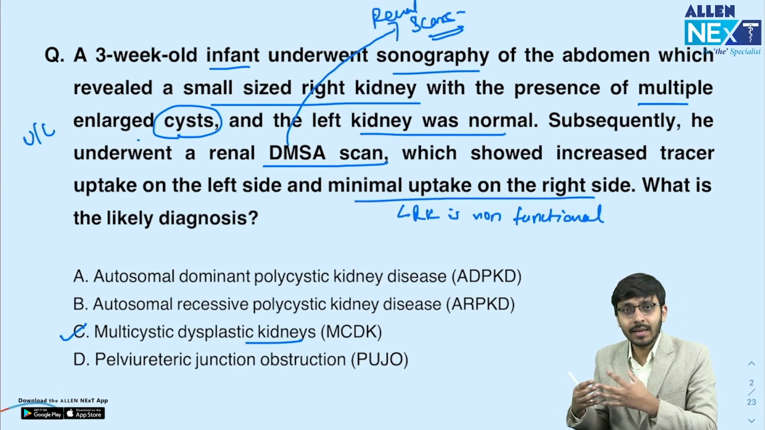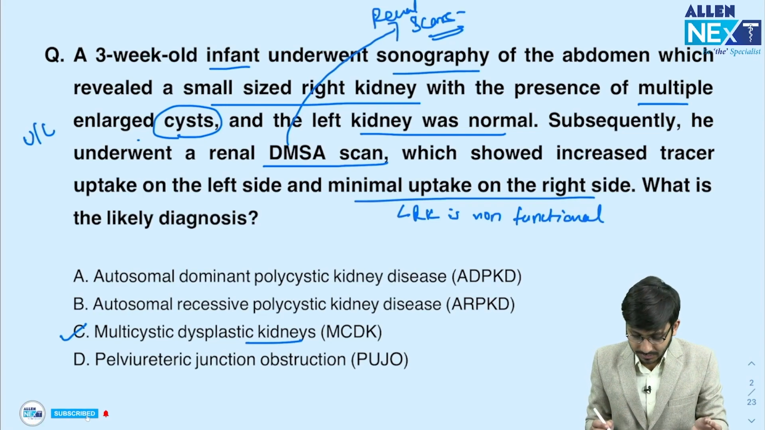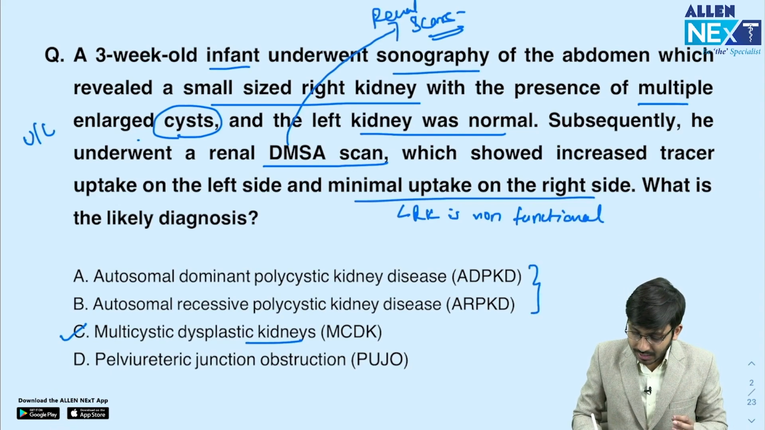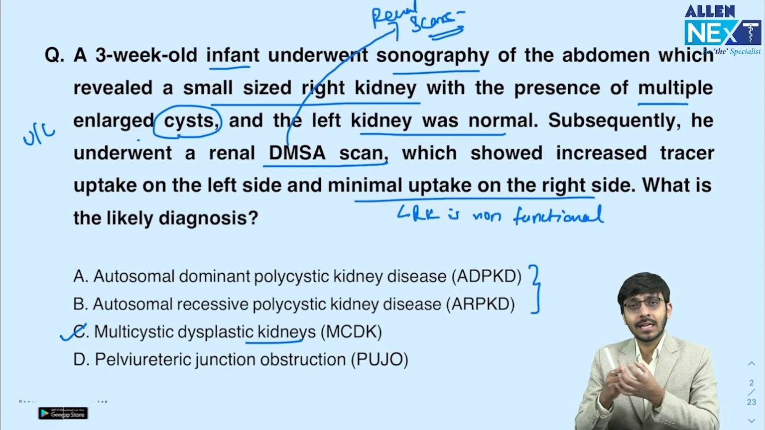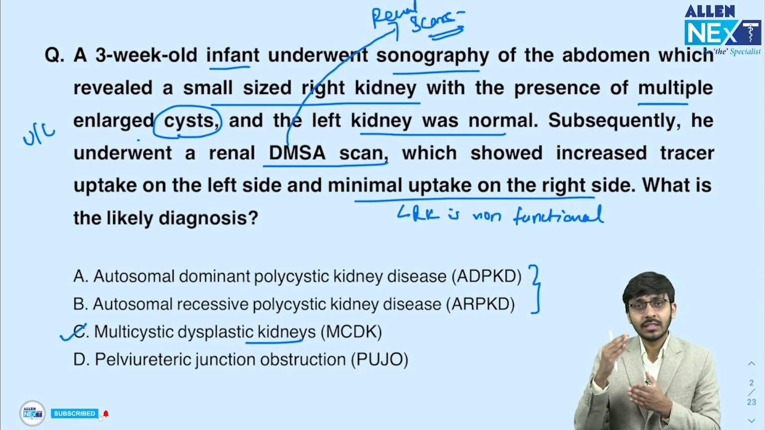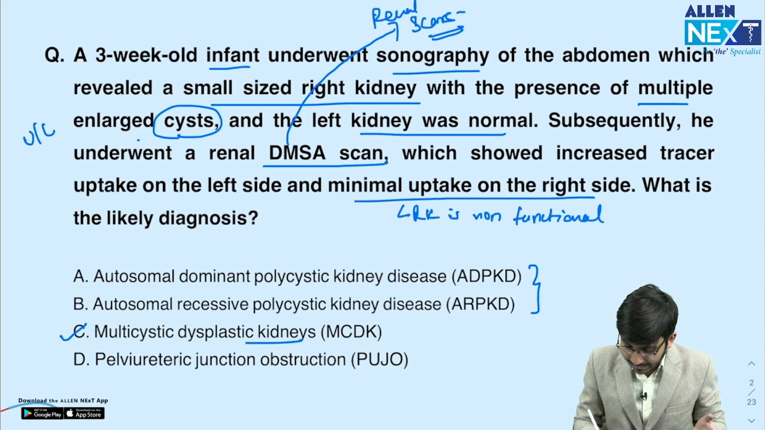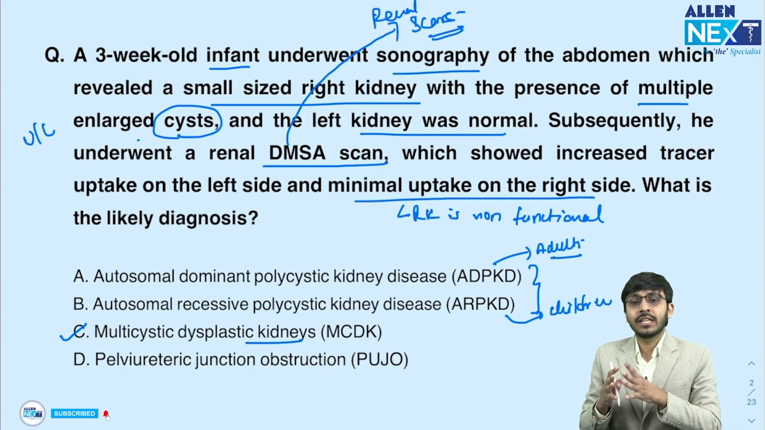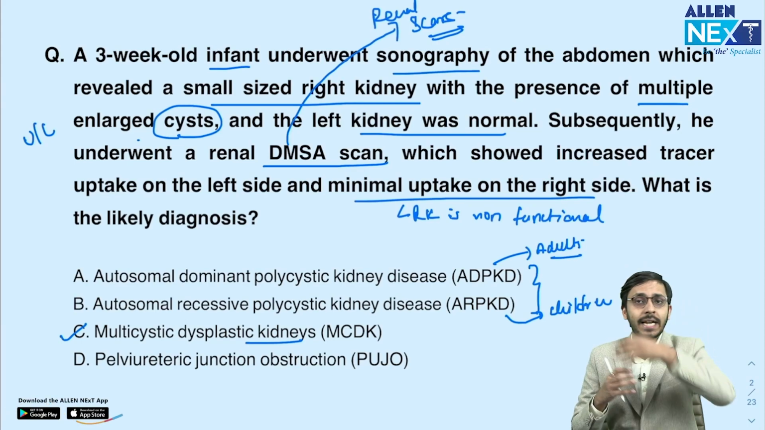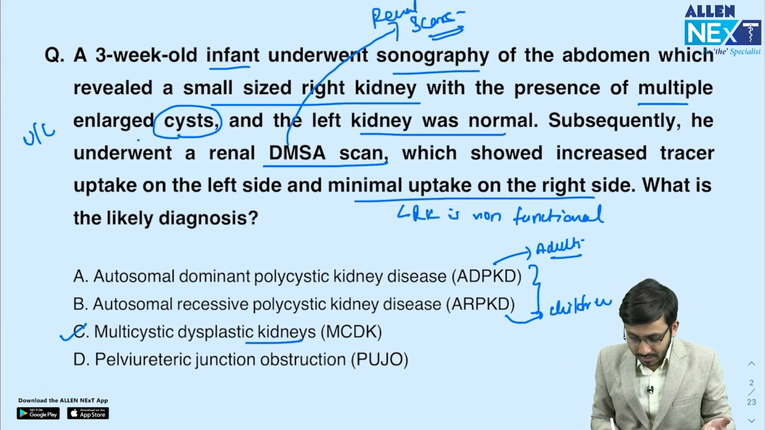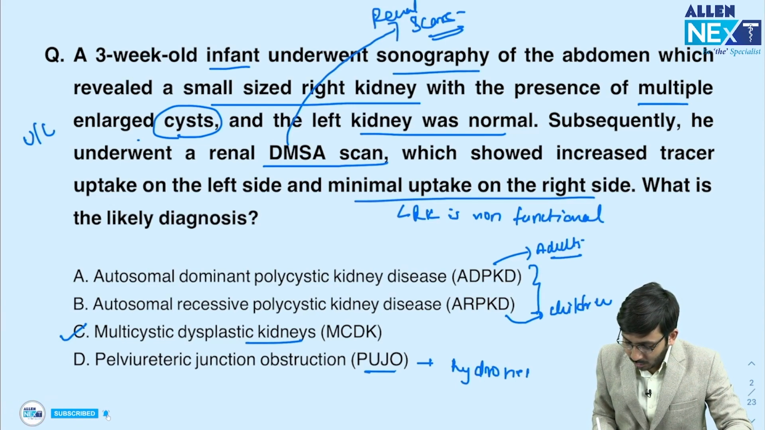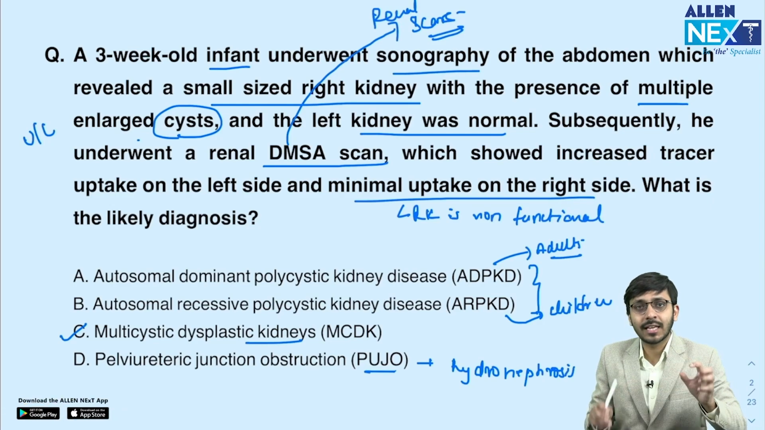MCDK is seen in the prenatal period as well and in neonates. Now, autosomal dominant polycystic kidney disease and ARPKD are usually not non-functional. Usually, the kidney has some preserved function, and the difference between these two is the age of onset. ADPKD is seen in adults, and ARPKD is seen in children. Now, pelvic-ureteric junction obstruction is a congenital problem in children, and it has hydronephrosis. It does not have cysts within it. So, let's look at the various images of these.